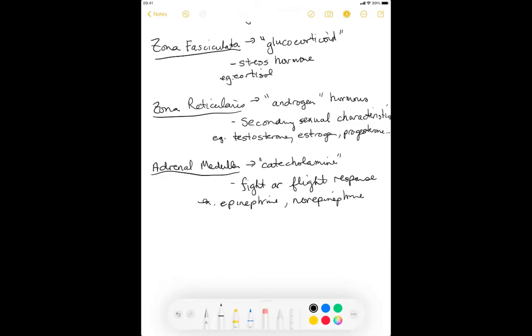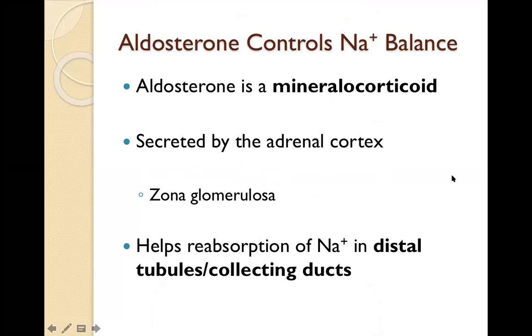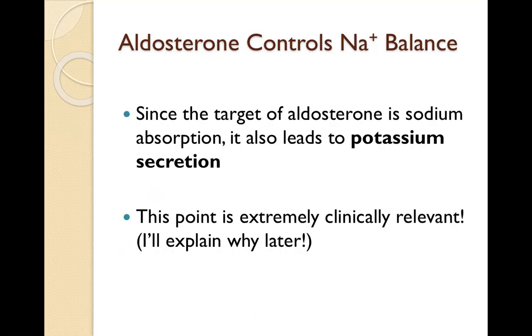So we're only going to focus on the one type of hormone that is produced by the adrenal cortex. So we're only going to focus on aldosterone. So the aldosterone now is a mineralocorticoid. It's secreted by the adrenal cortex, and specifically that first part of the adrenal cortex, the zona glomerulosa. And so this is very important in the reabsorption of sodium in the distal tubules and collecting ducts.